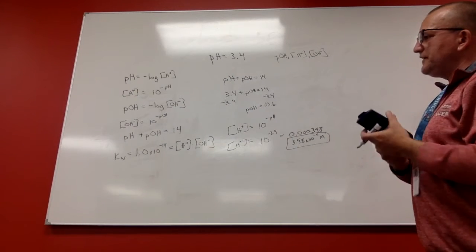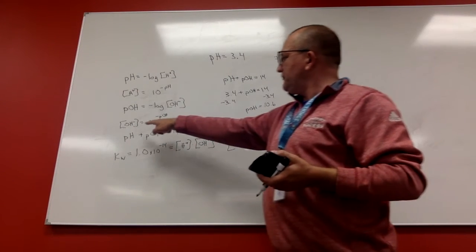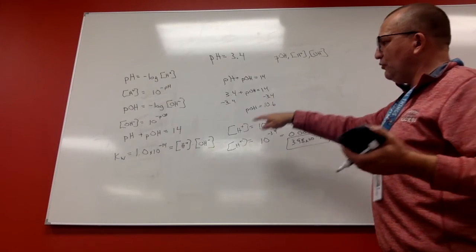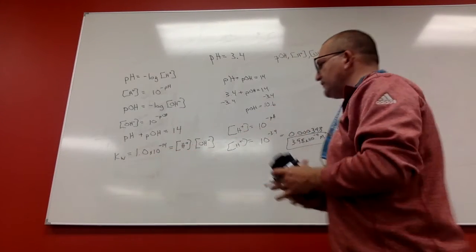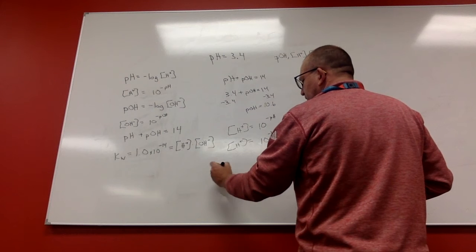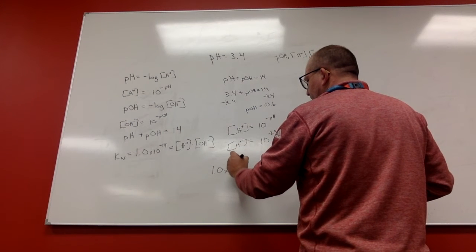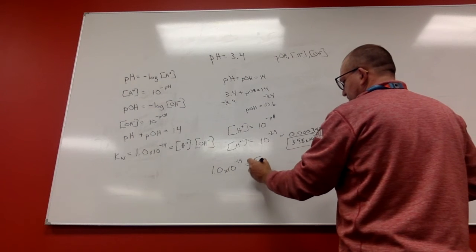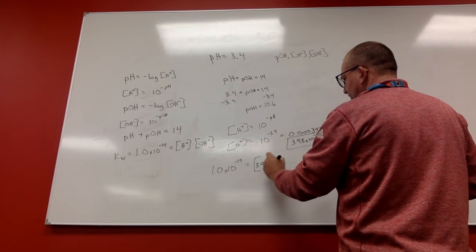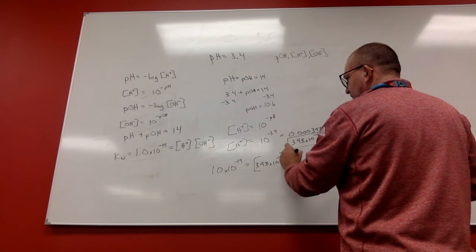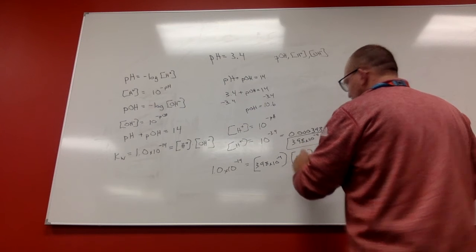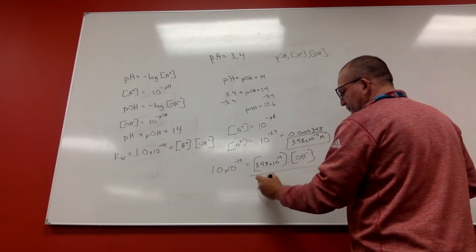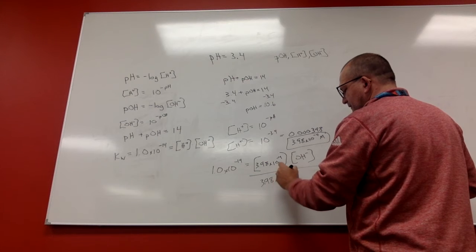Now, there are 2 ways to get hydroxide ion concentration. I could take base 10 to the negative pOH, like we just did, or I can use Kw. I'm going to use this because it's different. Kw is 1 times 10 to the negative 14. That's equal to my hydrogen ion concentration, which is 3.98 times 10 to the negative 4, times my hydroxide ion concentration. So I want to solve for this. I just divide by 3.98 times 10 to the negative 4.